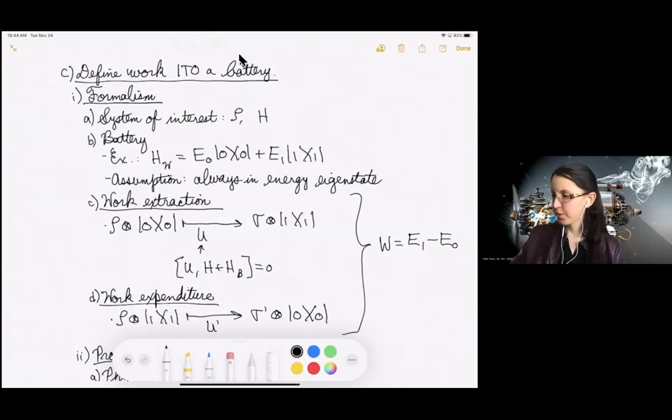So the system of interest has an initial state rho. This is the thing on which we're doing work or from which we want to extract work. Then the battery is a different system. And since this definition is a definition of work, it doesn't directly define heat. We're actually not considering a heat bath here. I see.